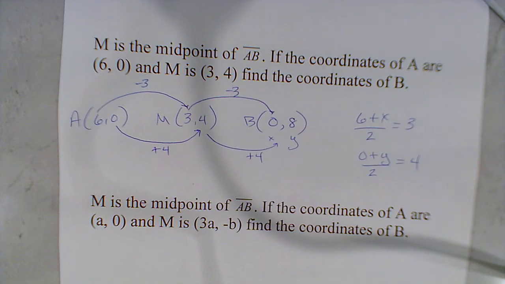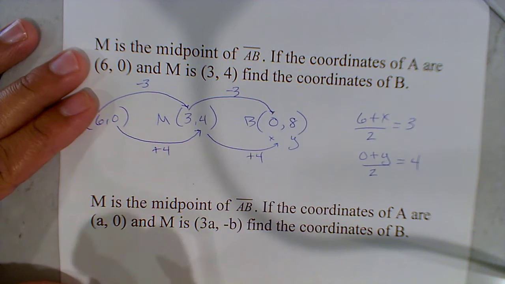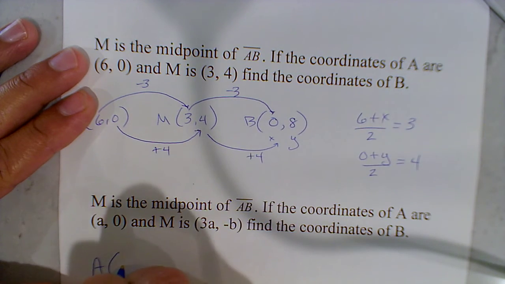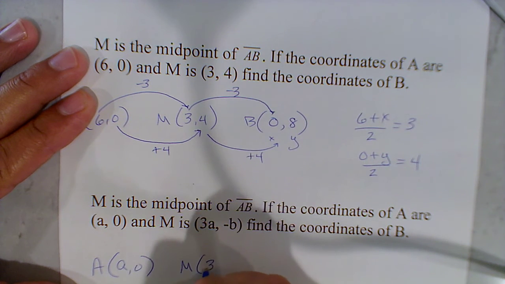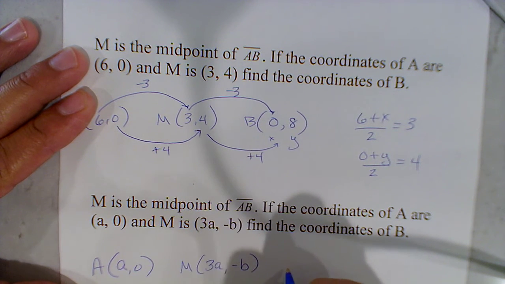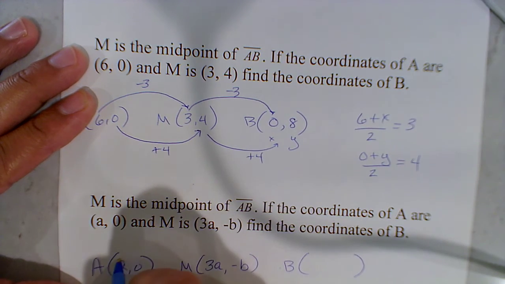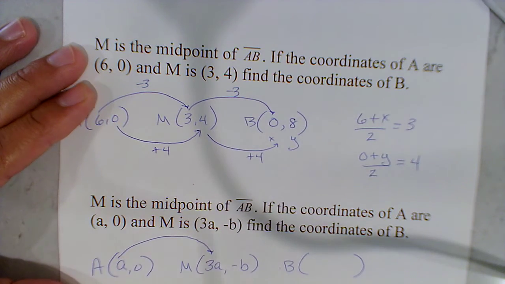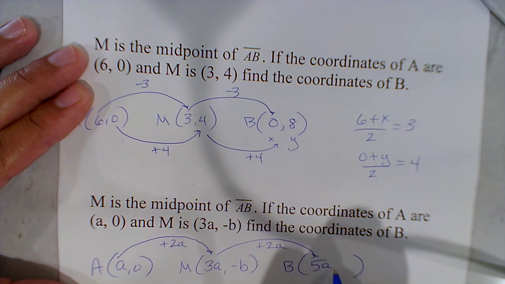Now, to take it about as hard as you can, same concept here. We're giving you the value of m again, but now I got these annoying variable applications in there. No big deal. So if a is a comma 0 and m is 3a comma negative b, and I want to know what b is, same thing, right? 3a better be exactly in the middle. How do I get from a to 3a? I add 2a's. So I'll do it again. I'll add another 2a's. 3a plus 2a would give me 5a.